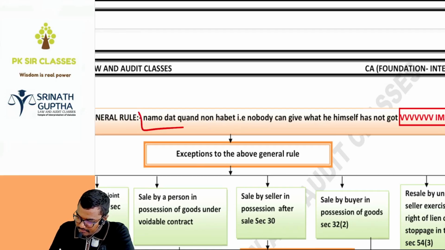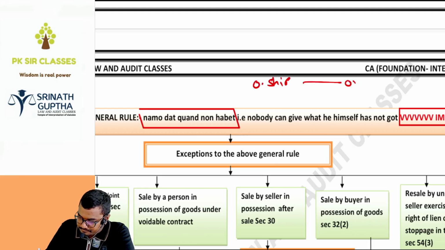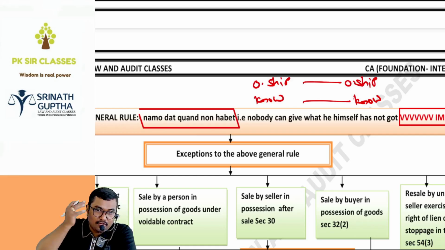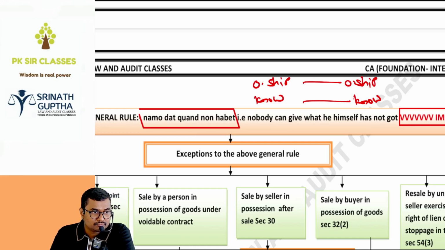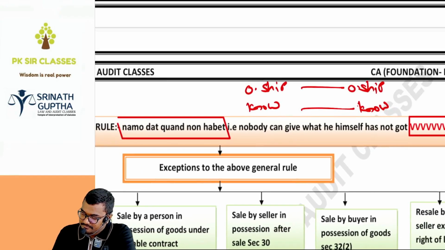If I have the ownership, I can give you ownership on the goods. If I don't have ownership, I cannot give you ownership. If I have knowledge on the law subject, I can give you knowledge on the law subject. I don't have any knowledge on the law, can I give you knowledge? I have knowledge in auditing, can I give it to you? Yes. I don't know C++ or Java, can I give you the knowledge of C++? No. Nemo dat quod non habet, which means no one can give what he himself does not possess.